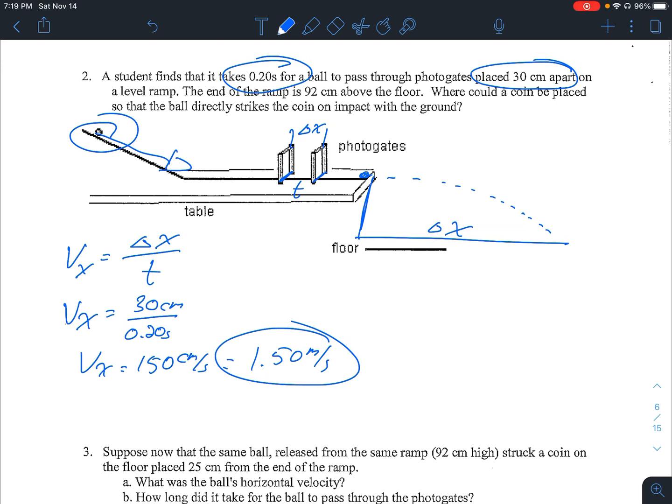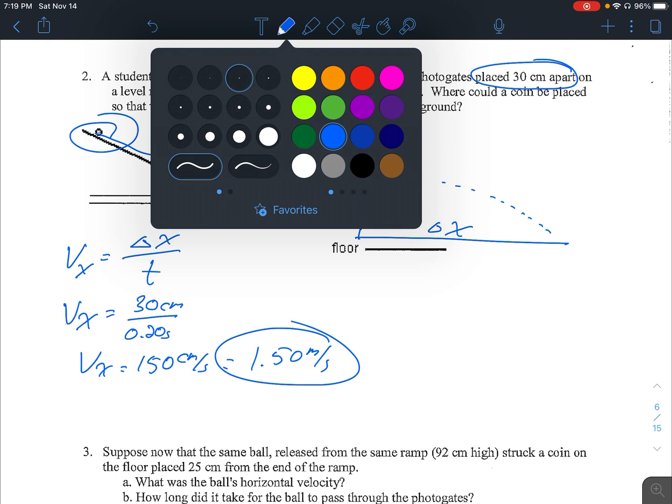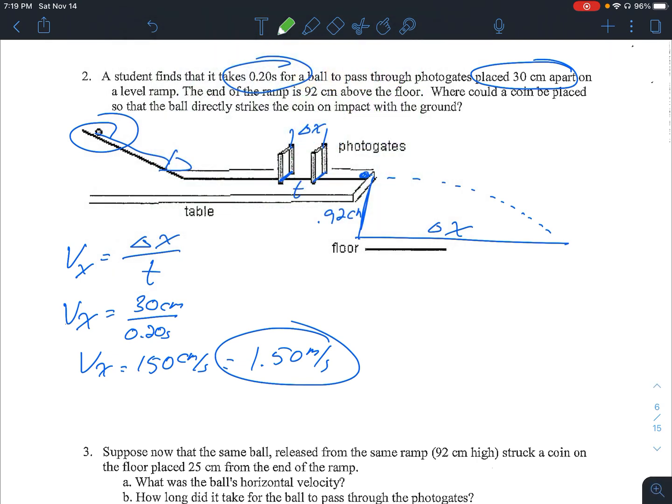Let's see, we know that this ramp is 0.92 centimeters above the floor. So we break up our scenario. I always like to make a little table, let's go green, with my x direction information and my y direction information. My answer is going to come from my x direction because that's what we're looking for: how far horizontally from the edge of the table is the ball going to land? That's going to be our velocity in the x direction, which we have, times the time.